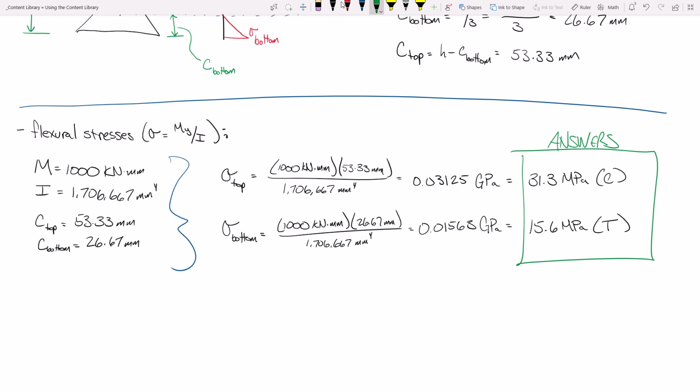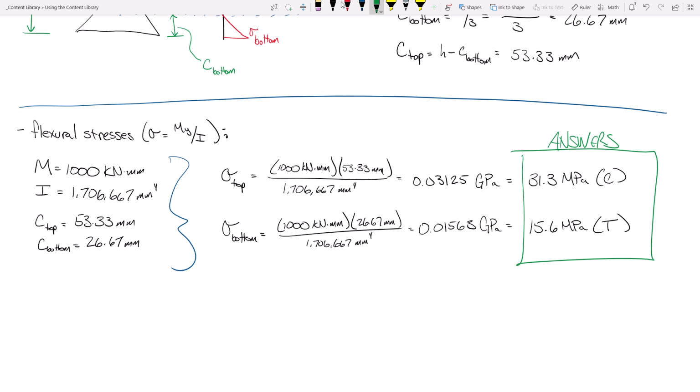Let me stop for a sec, and I want to see if anybody has any questions. We're not done. We have another problem we're going to look at, but I want to see if this makes sense. This isn't too tough, is it? Hopefully. Yes. So it's just compression and tension just because it's top and bottom, right?